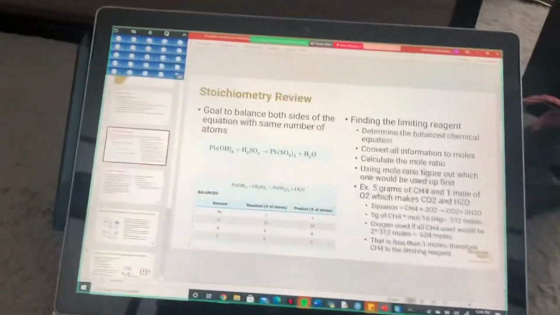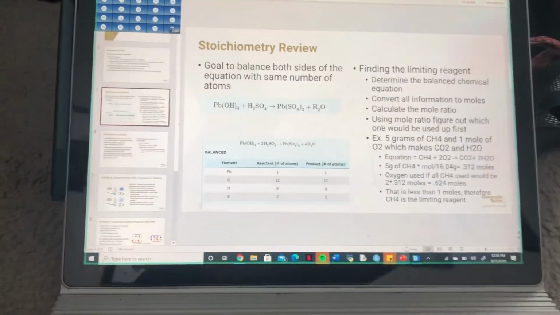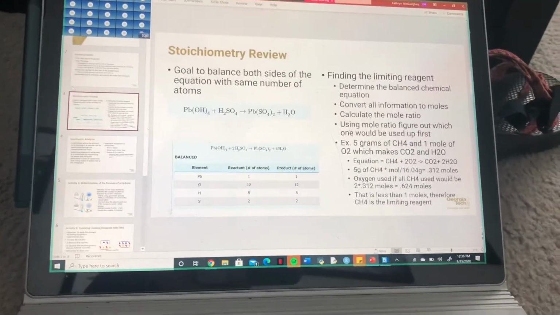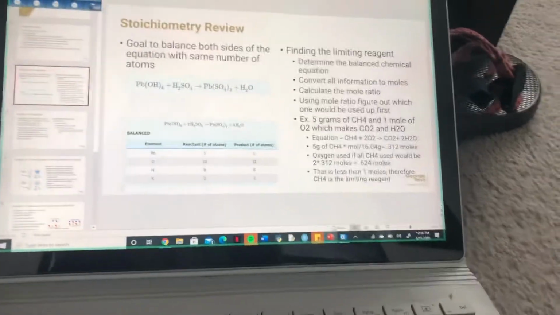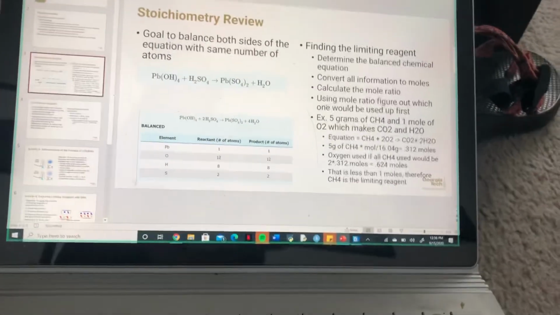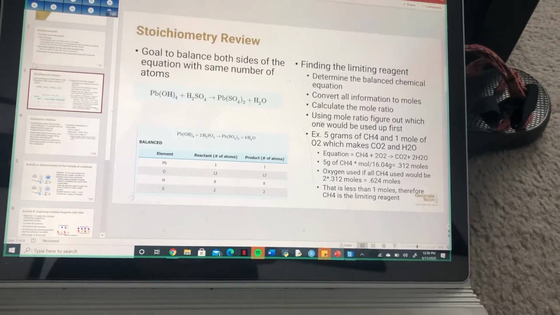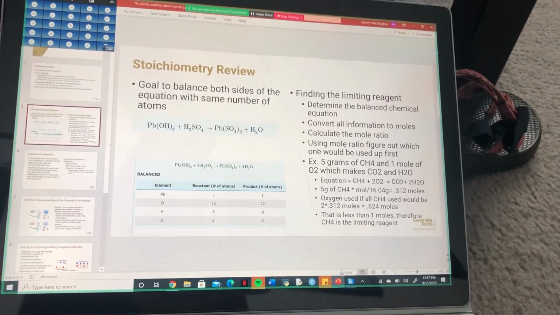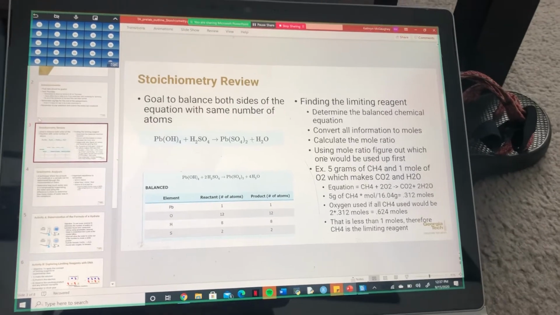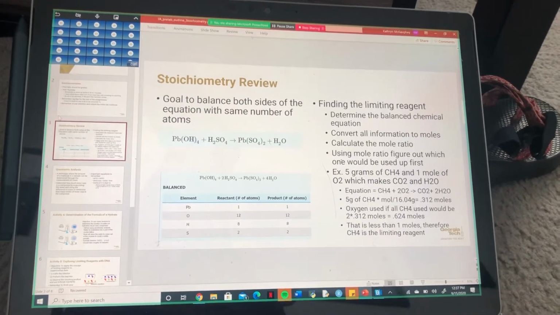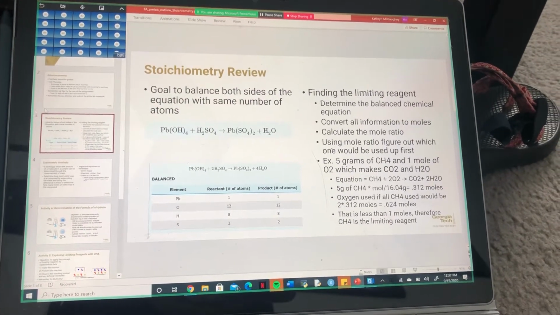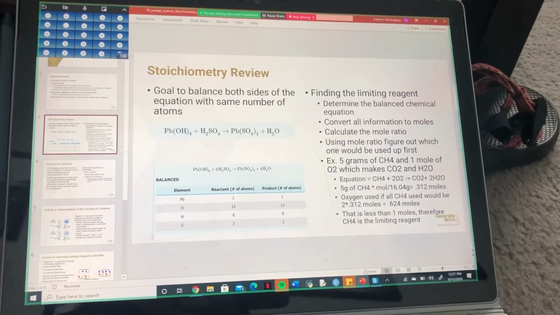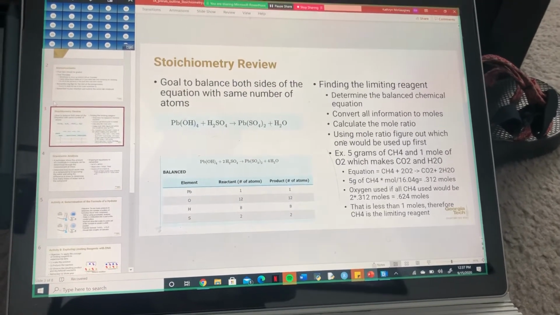of atoms. And then for finding the limiting reagent, I know this was a question on your pre-lab, and I was able to check a couple, and you guys were doing really well on that. But first you have to determine the balanced chemical equation, and then you're going to convert all the information into moles, and then you calculate the mole ratio. And then once you get the mole ratio, you're going to figure out which one would be used up first.